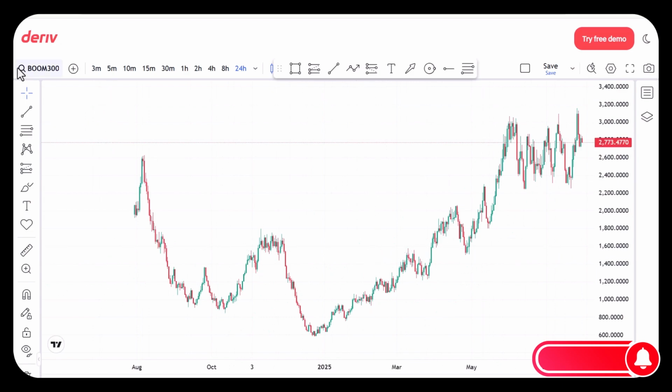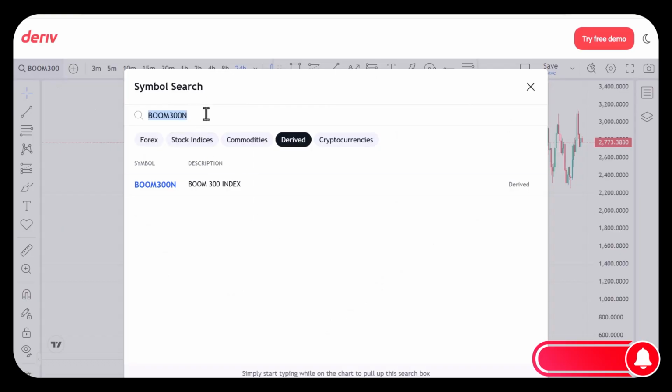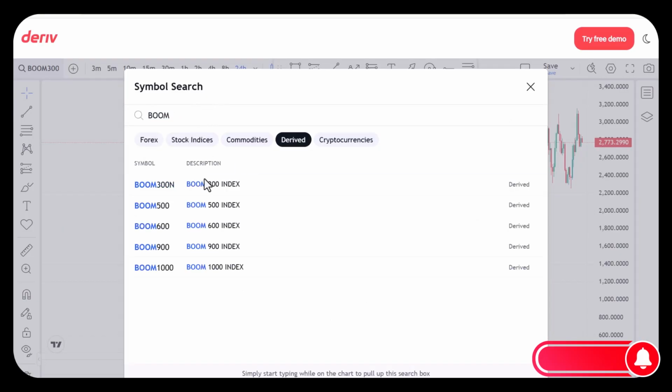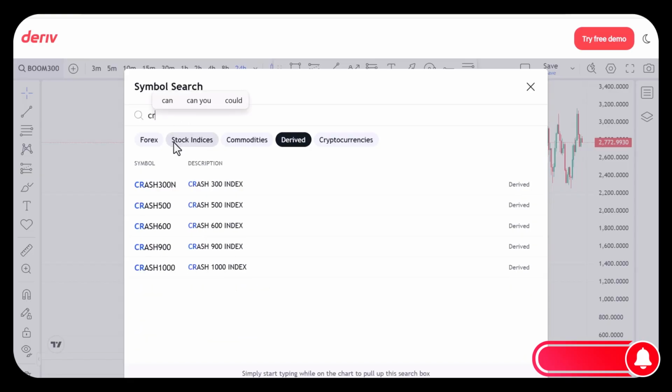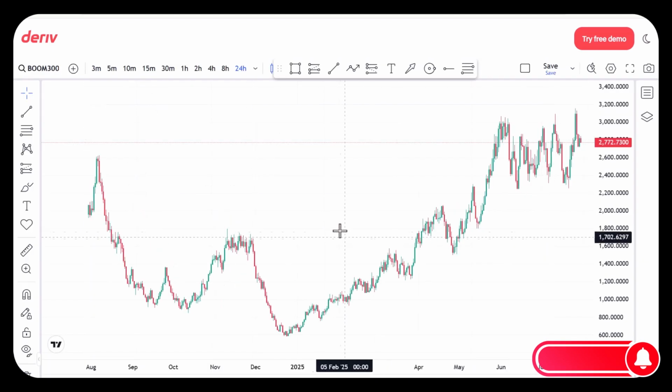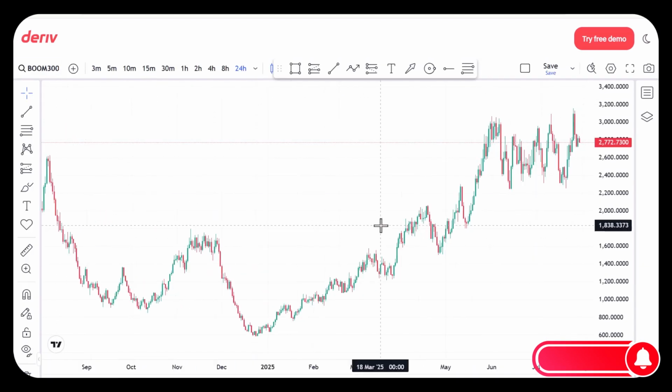But right now we are looking at boom 300. That is the name of this particular boom. So there are other boom pairs that we have. We have boom 1000 as well. So these are the boom pairs that we have: boom 300, boom 500, boom 600, boom 900, and boom 1000. Right. Then when it comes to crash, we have crash 300 as well, 500, 600, 900, and 1000. So we'll be working with boom 300 for today's analysis.